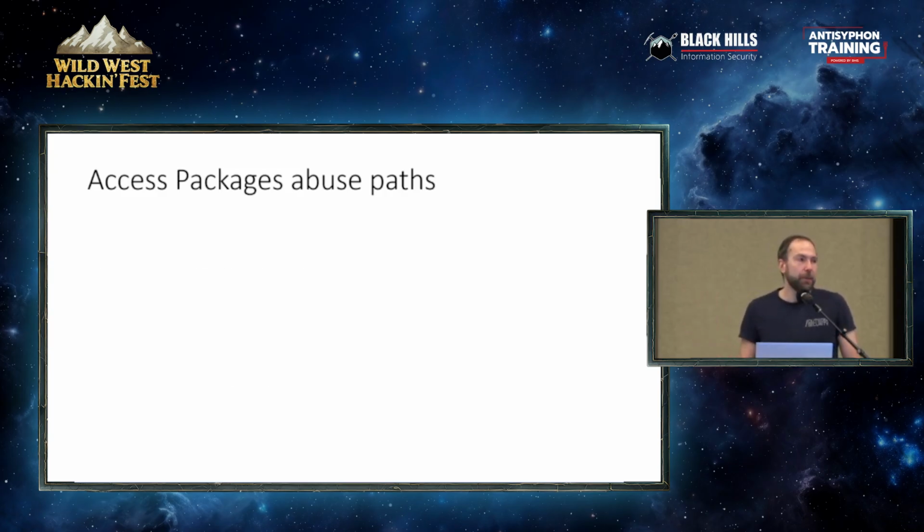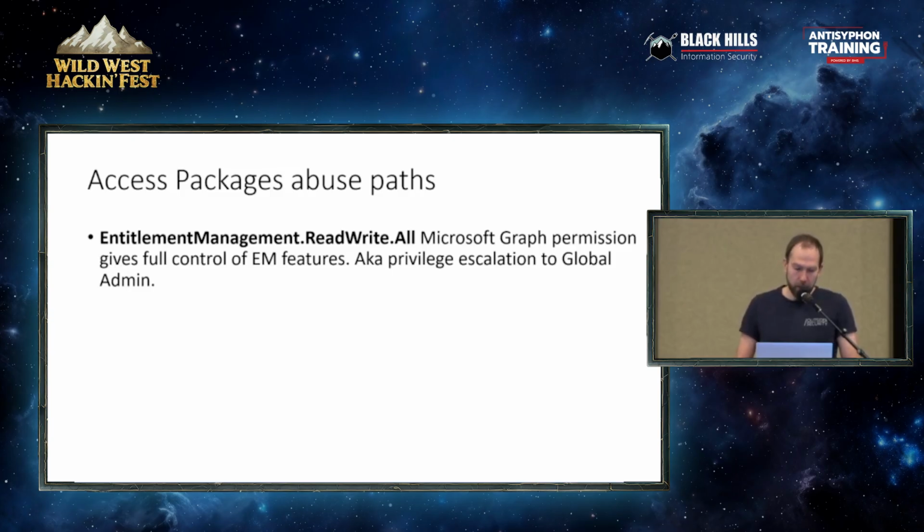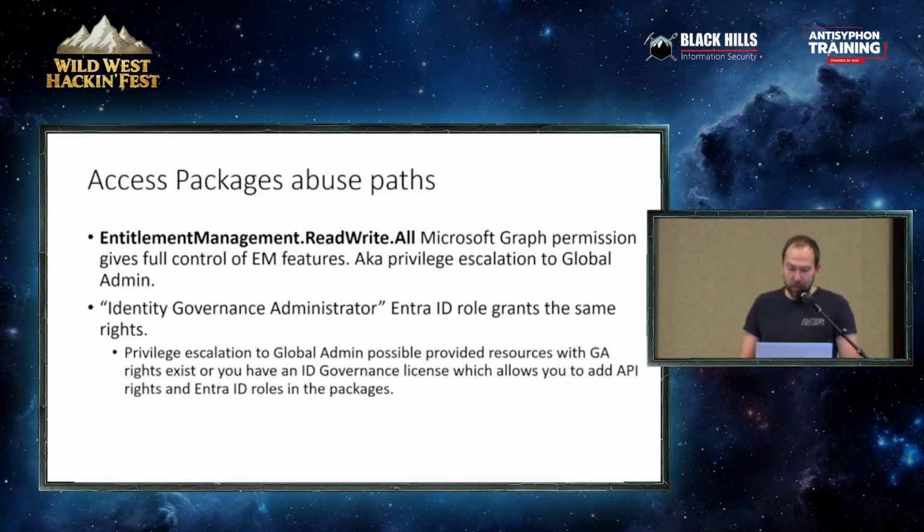Also, there are API-driven ways to do this. The Graph permission EntitlementManagement.ReadWrite.All basically allows you to modify all of this, which means that this API permission essentially will give you global admin, because you can just create an access package that grants you global admin rights or grants you access to a group that's global admin. There's also this role called Identity Governance Administrator, which is a built-in Entra role that allows you to do this. There are several ways to elevate to global admin with this.